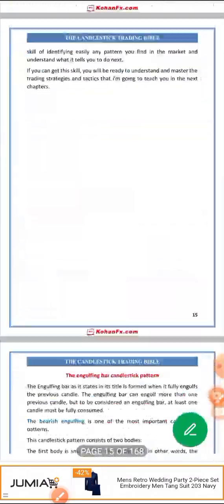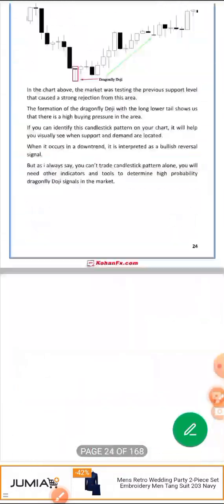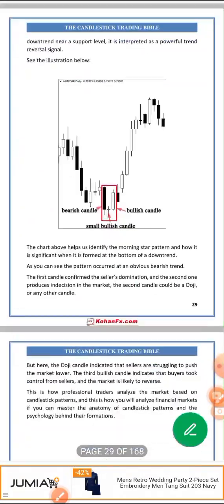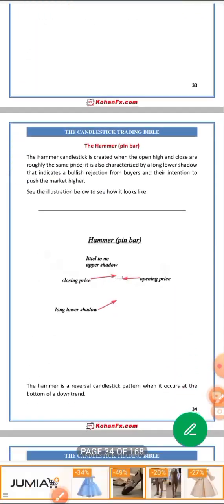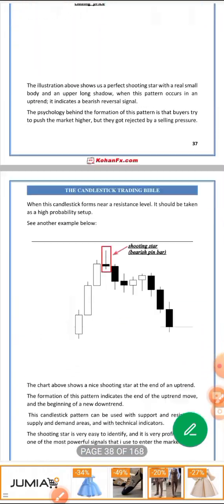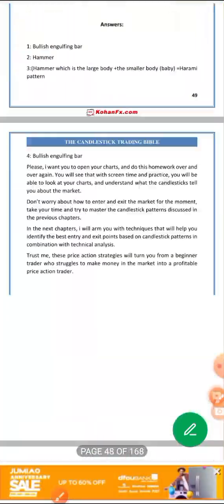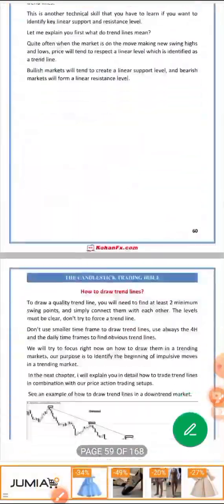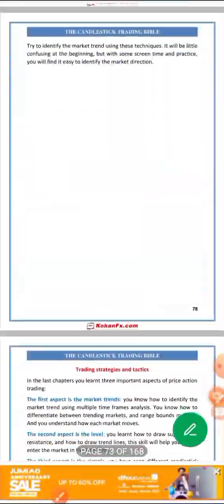Okay, so this is the book, and you can see the contents. You can see the morning star, evening star, the hammer or the pin bar, and how to use them in trading. It has very many pages, up to 168 pages.